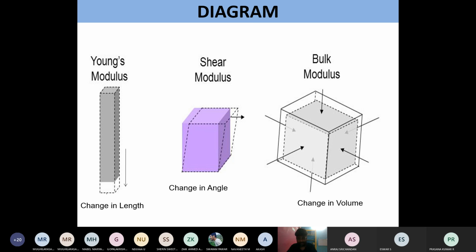Young's modulus means we have to apply the force length-wise, whether the medium is placed in a vertical manner or in a horizontal manner.